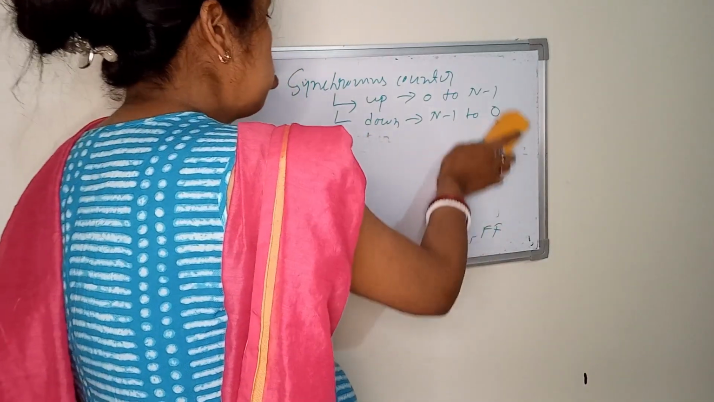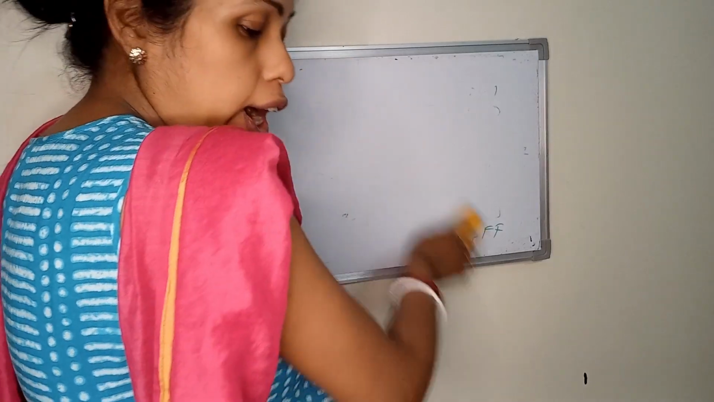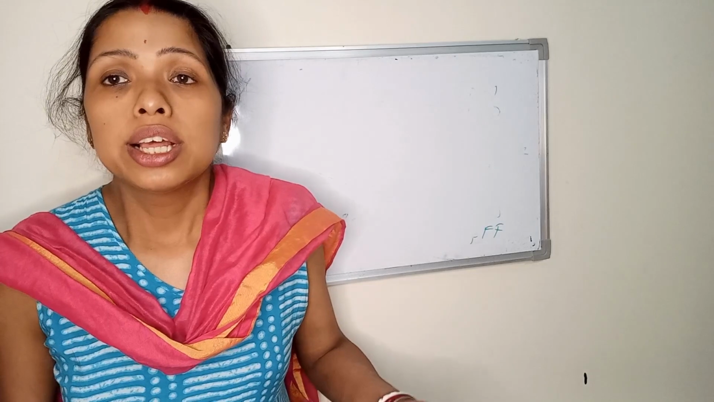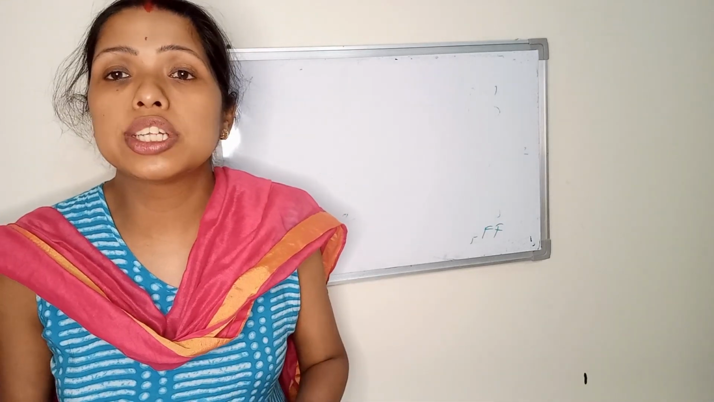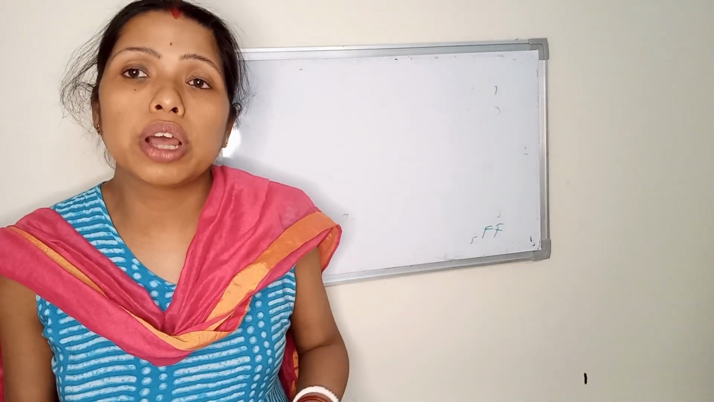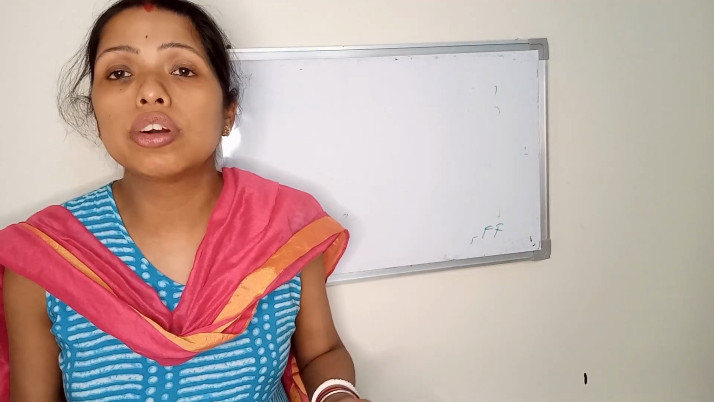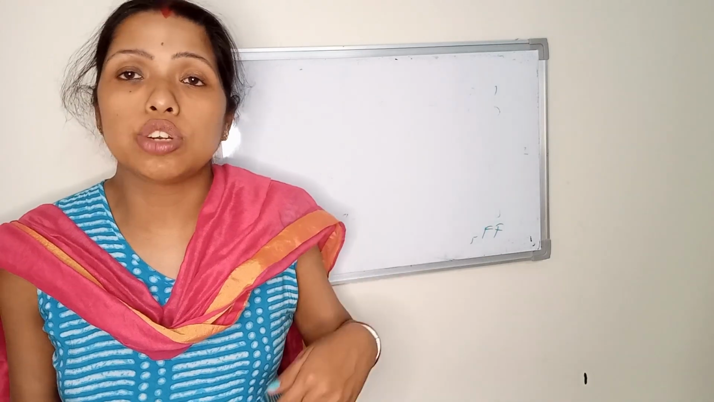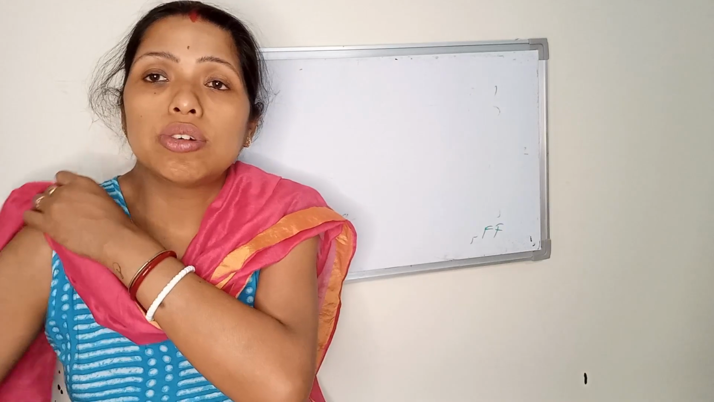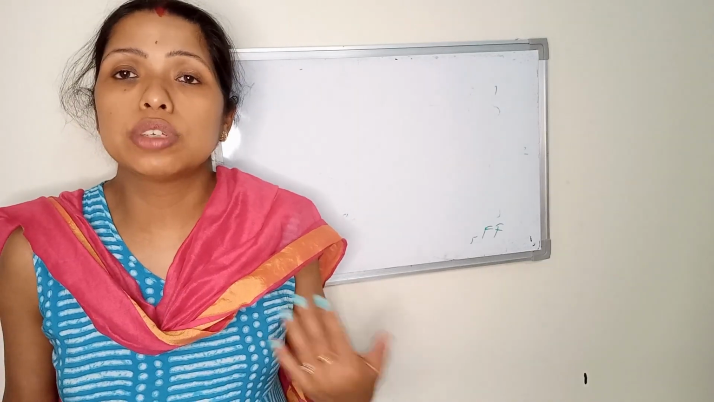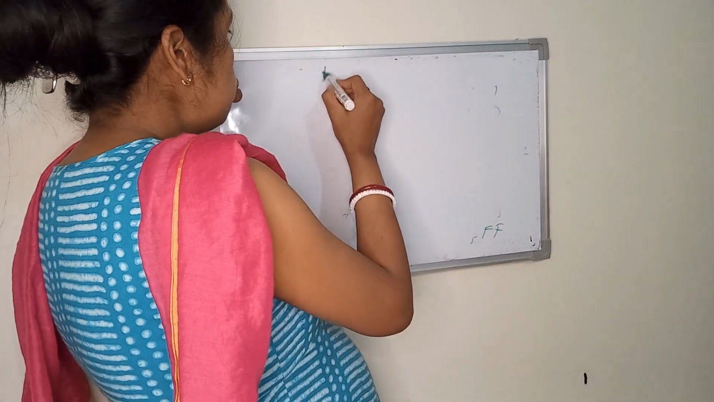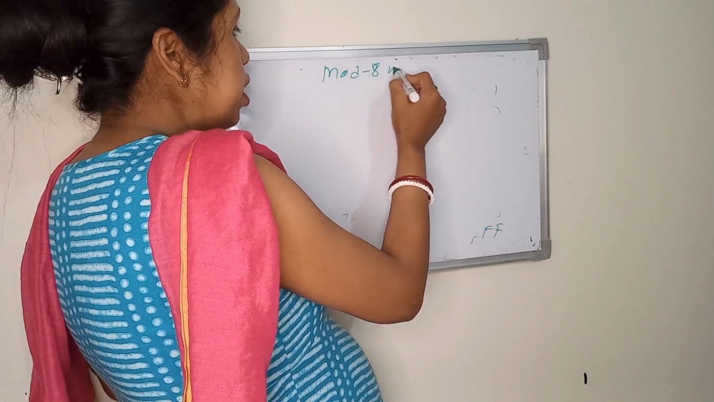I will now discuss the synchronous mod 8 up counter. I am discussing only the up counter. The down counter process is almost the same, but the sequence should be different, because a mod 8 down counter counts the numbers from 7 to 0: 7, 6, 5, 4, like this. And the mod 8 up counter counts the numbers from 0 to 7.